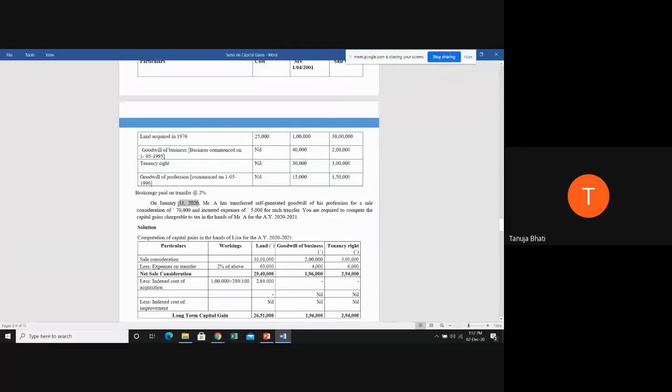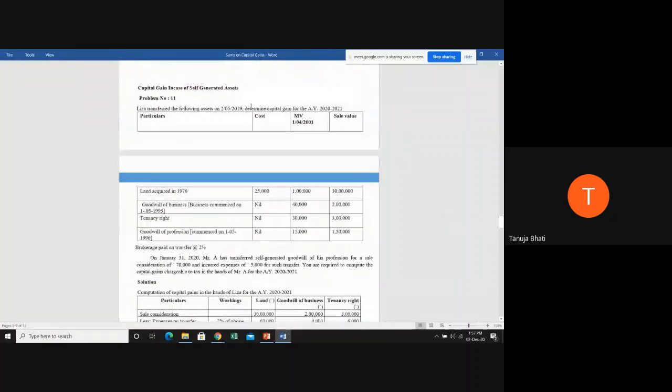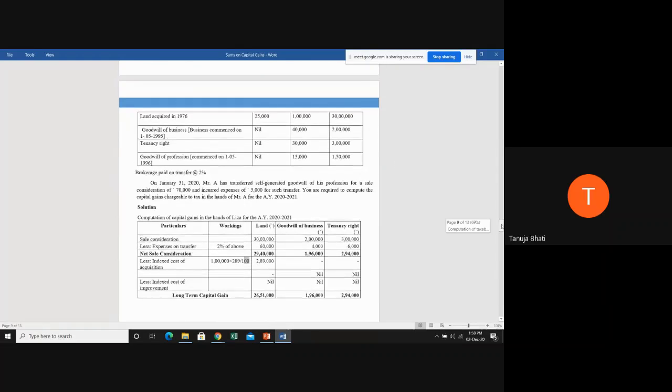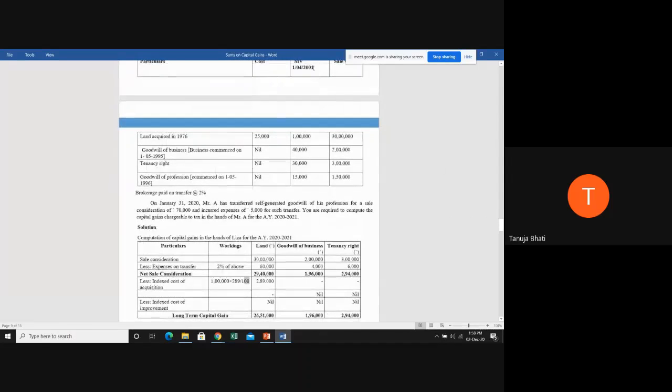31st January 2020, the transfer takes place. Here you can see, transferred on 2/5/2019. So it comes in the year 19-20. So it is 289, the index of 19-20, divided by CII of the year 2001-02, because indexation is starting from 2001. So it is 100. So when you solve this, you get index cost of acquisition as 2,89,000.